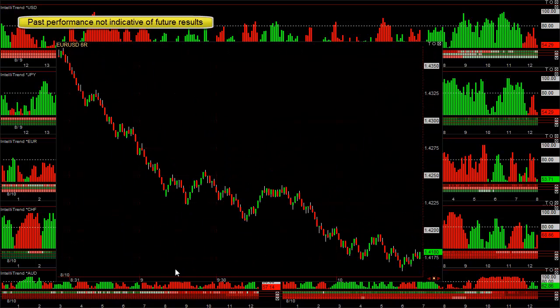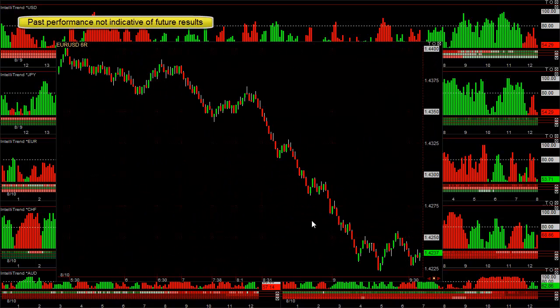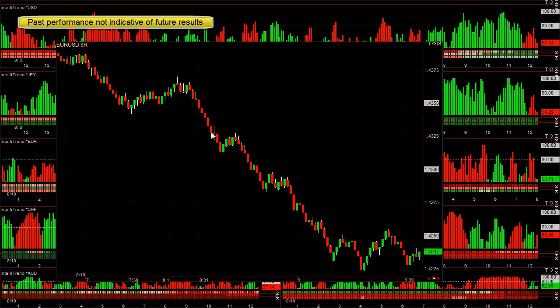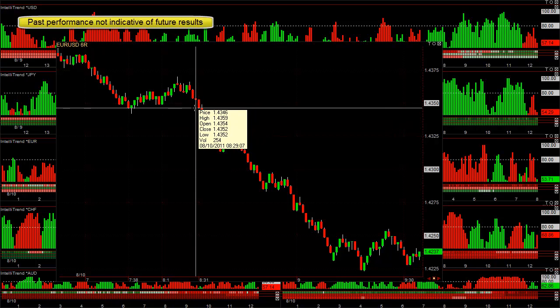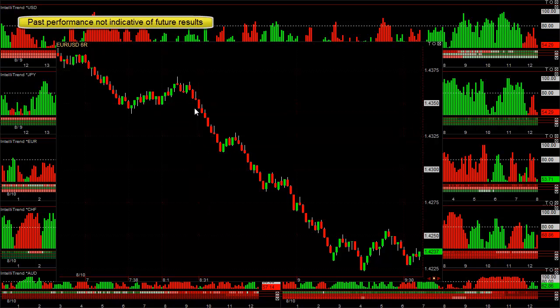Alright, so at 8:25 is when the other tool that we're about to release today gave a sell signal. That would have been about right. So at the end of the 5-minute bar, that would have been 8:30, because the bars are timed at the beginning of the bar. So it would have said to sell right here.